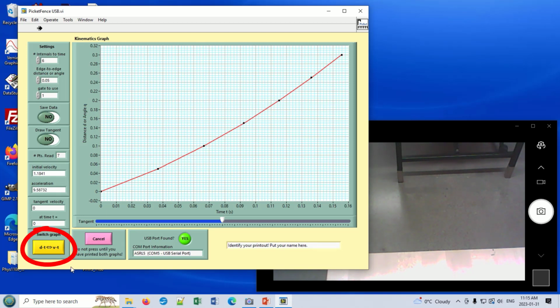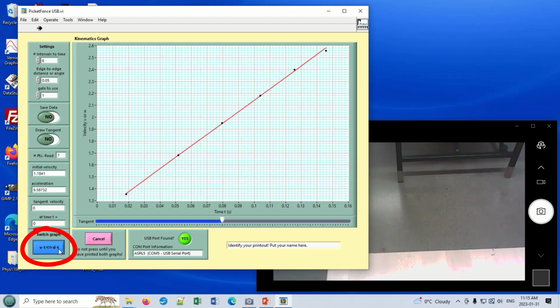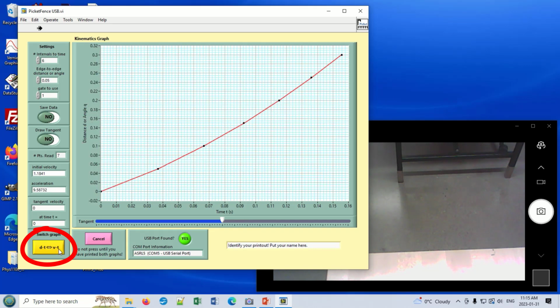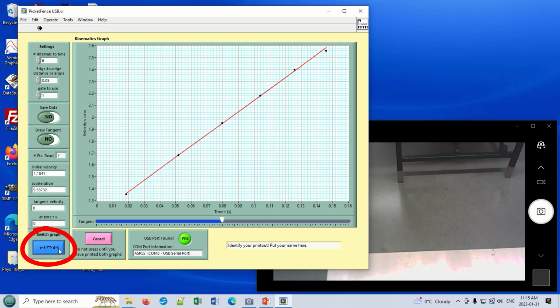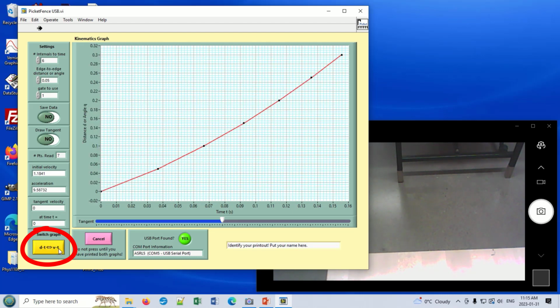So down here in this corner, there's a little button that actually switches you between those two graphs. If I click it once, I go to the velocity time graph. If I click it again, I go back to the distance time graph.